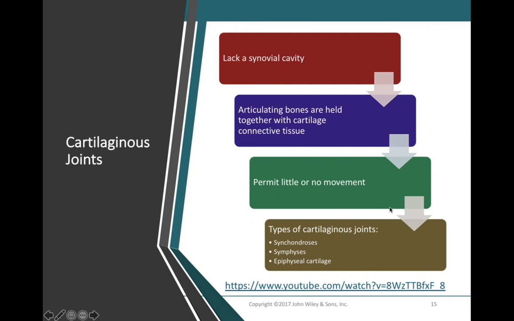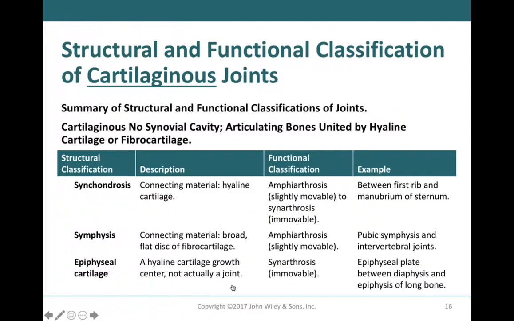Now our cartilaginous joints are either going to be synarthrotic or amphiarthrotic. So that's where we get the idea that all synovial joints are going to be diarthrotic and all diarthrotic joints are going to be synovial joints. So again, if you'd like another exposure, I have a YouTube video for cartilaginous joints posted here.